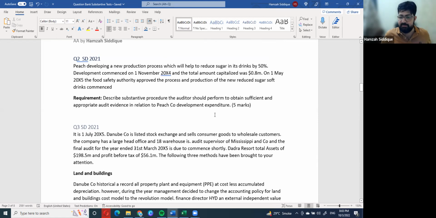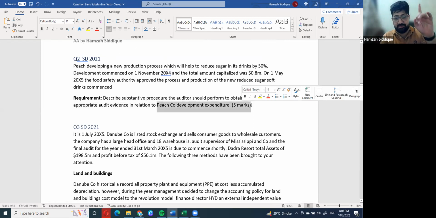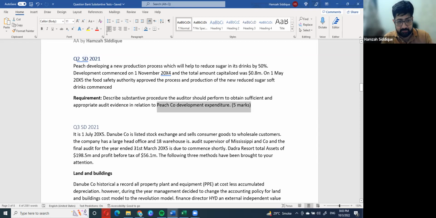Now come here. Here is the September, December 21, scenario 1. Describe substantive procedures the auditor should perform in relation to development expenditure, 5 marks. This is scenario 1, September, December 21. So they have asked the question, 5 marks. So now let us do it.